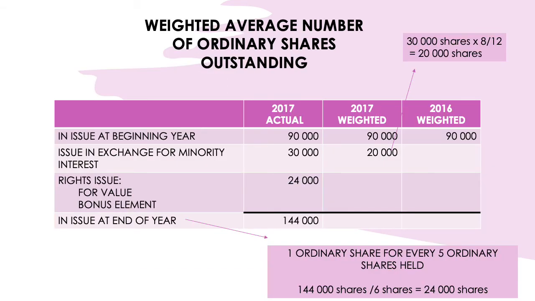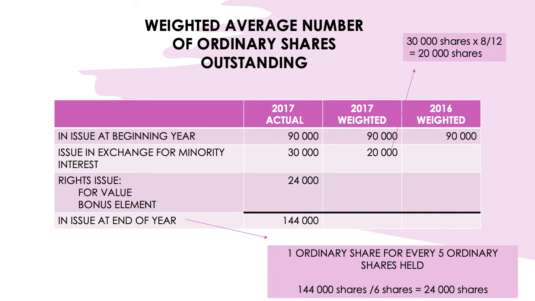Now we can move on to the weighted average number of ordinary shares outstanding. Once again, we start off by drawing up our table and putting in what we know. For the shares in issue at the beginning of the year, we know that the share capital did not vary in the 2016 financial year, and therefore the closing balance of 90,000 ordinary shares would also be the opening balance. The closing balance in terms of the number of shares in 2016 becomes the opening balance of 2017.